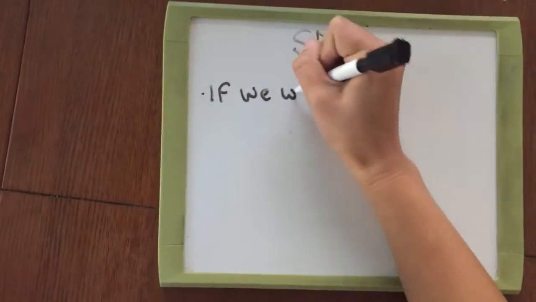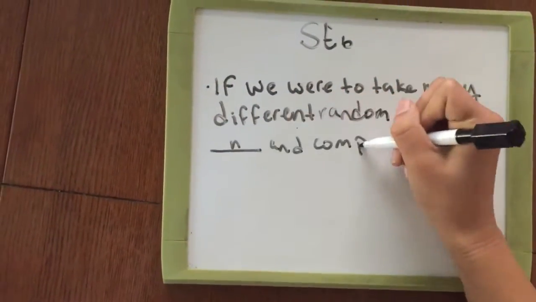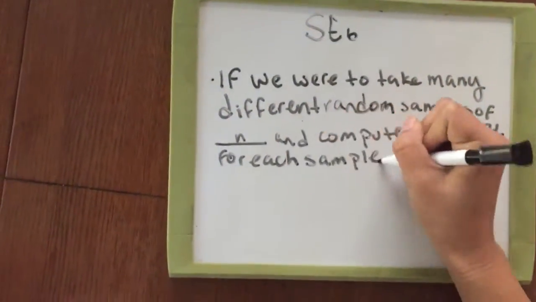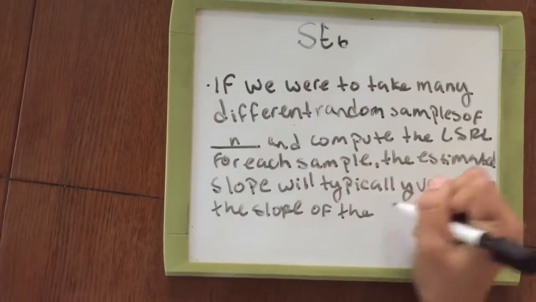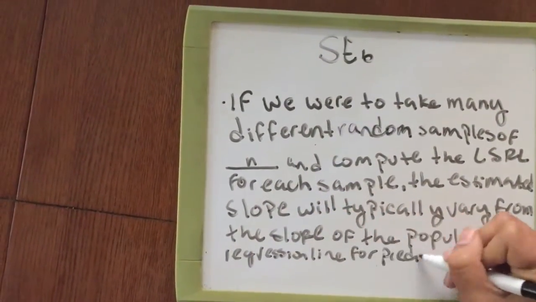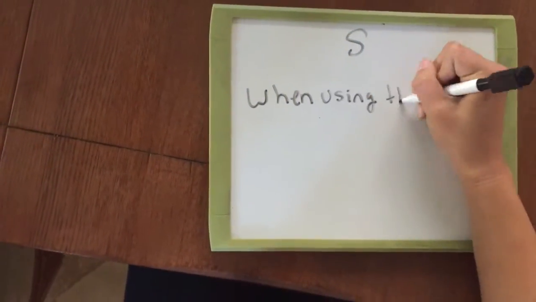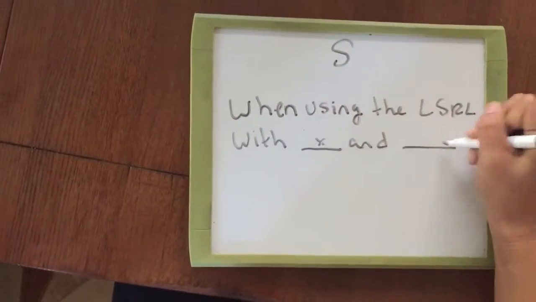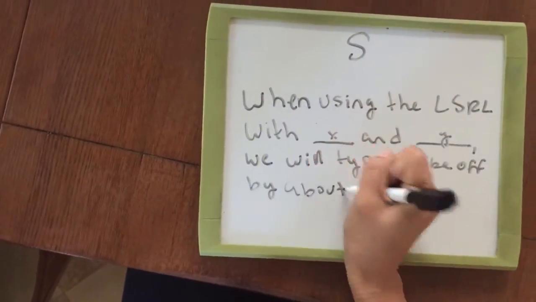Standard error of the slope describes this: if we were to take many different random samples of size n and compute the least squares regression line for each sample, the estimated slope will typically vary from the slope of the population regression line by about the standard error of the slope. Standard deviation is how far you typically are off from the least squares regression line. When using the least squares regression line with x and y, we will typically be off by about the standard deviation.